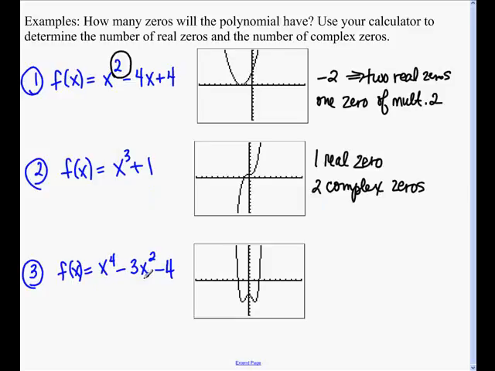And what about the last one? x to the fourth minus 3x squared minus 4. What touches the x-axis in exactly 2 places? Notice that it is an odd multiplicity. It occurs exactly once there. And so that means that there are 2 real zeros. And we have what? 2 complex zeros.